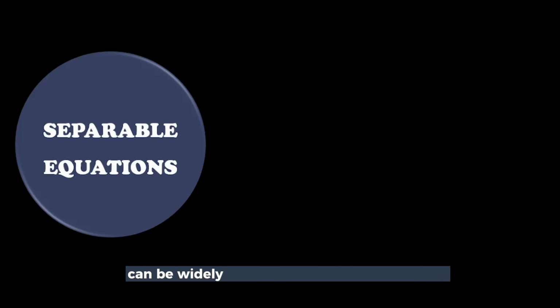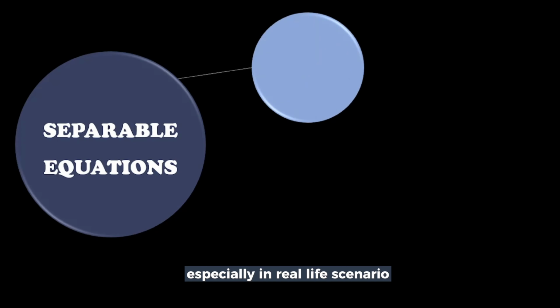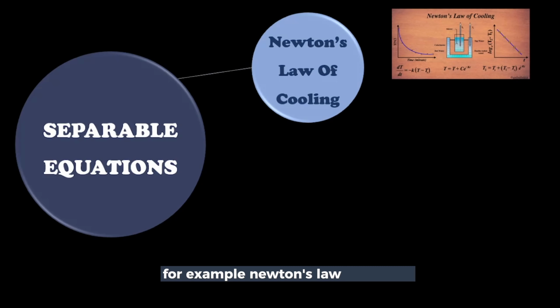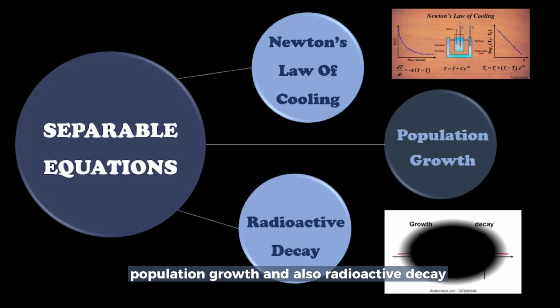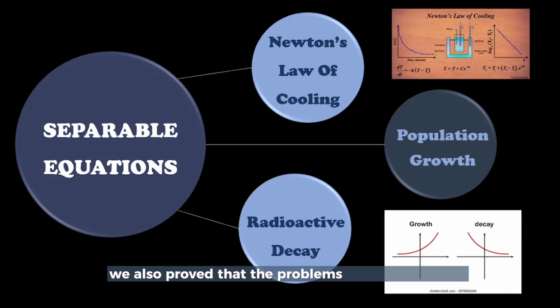All in all, we can conclude that the separable equations in the first order ODE can be widely used in many types of problems, especially in real-life scenarios, for example, Newton's law of cooling, population growth, and also radioactive decay. We also proved that the problems regarding the pursuit curve can also be solved as separable equations.